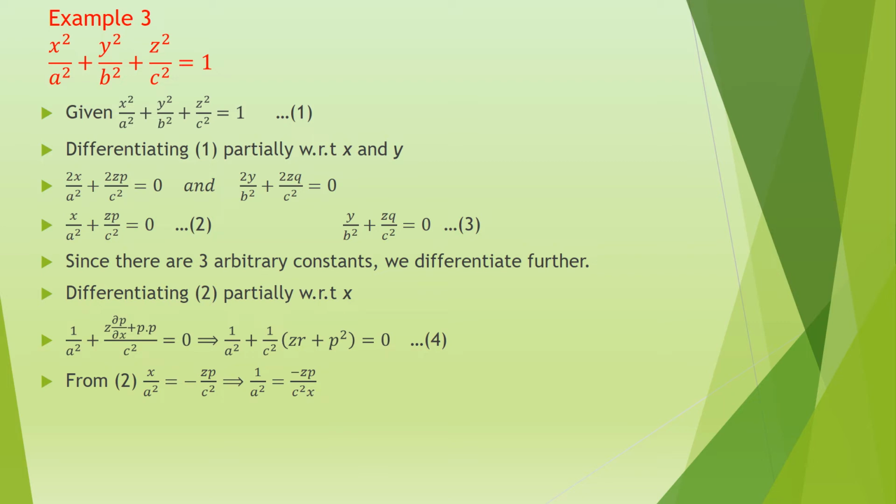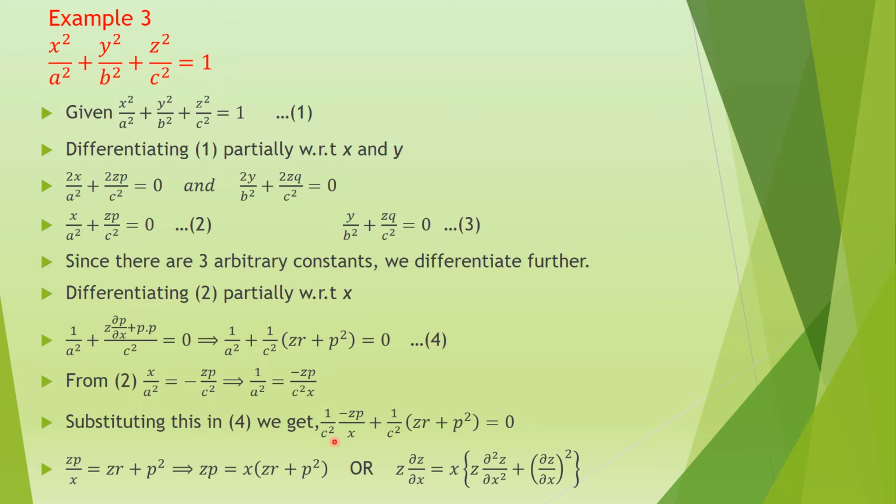Okay. Now let us substitute this expression in equation number 4. What we get? 1 by a square in equation 4 will be replaced by minus zp by c square into x, plus 1 by c square into zr plus p square equal to 0. That means here c square in the denominator is common, so we will shift this to the right hand side. So what remains? Zp by x is equal to zr plus p square.